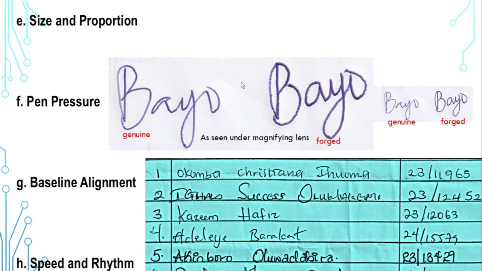So when you are writing slowly, the pressure you exert will be higher. So your pen will drop more ink. And for the fact that when your pressure is high, you write slowly, you have more ink on the paper. So the lines will be thicker when you are slow, or when the pressure is high. When the pressure is high, it will be thicker.